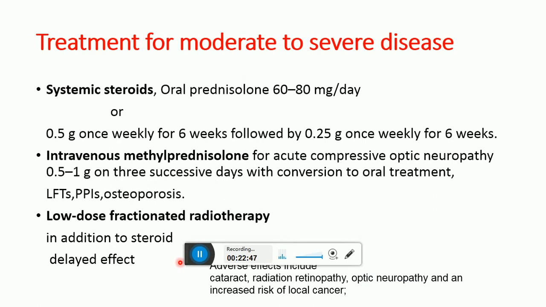Systemic steroids are the mainstay of treatment for moderate to severe disease. Oral prednisolone 60 to 80 mg per day may be given initially and tapered depending on the response. Intravenous methylprednisolone is often reserved for acute compressive optic neuropathy, but tolerability is better and outcomes may be superior compared with oral treatment. A lower intensity regimen in the absence of acute sight-threatening disease is 0.5 gram once weekly for 6 weeks, followed by 0.25 gram once weekly for 6 weeks.